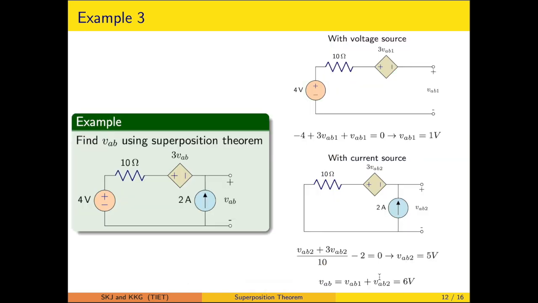In the third example, we have to calculate the VAB using the superposition theorem. Here there is an open circuit, but this is a controlled source. So the controlled source in this question is depending on the open circuit voltage VAB. Again we are going by the same procedure.